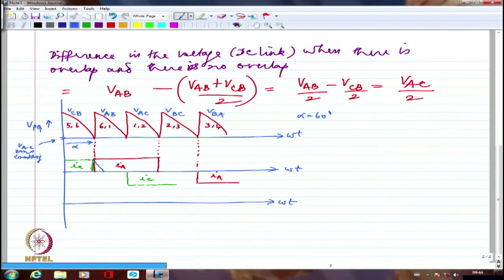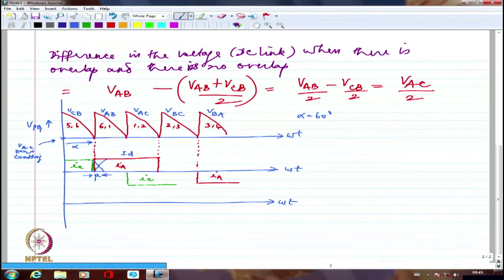And it should have reached the maximum value of ID, if I may call this value as ID, within a period of mu. So I am calling this period as mu. Overlap interval where I am going to have 5 and 1 simultaneously conducting, right? And we are going to have the current somewhat rounded. It is not abrupt rise and abrupt fall. It is somewhat rounded, right?